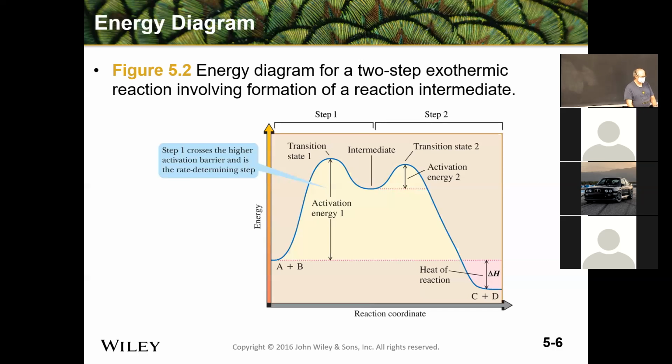All right, since this is a two-step reaction, we have two activation energies. The first one is much higher than the second. And so the first step is the rate determining step. Okay, that'll be the slowest step because it's the highest activation energy. The first step is endothermic. The second step is exothermic, and the overall reaction is exothermic.